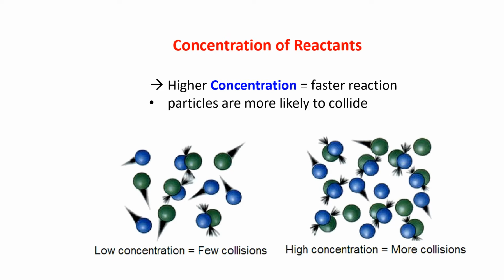Concentration of reactants. You all know about it. If the concentrations of the reactants are high, the reaction is also fast. So higher concentration, faster reaction. Why? Because the particles are more likely to collide. Just see this figure. Here the concentration is low, the molecules are few, so low concentration, few collisions. And here the concentration is more, high concentration, more collisions.